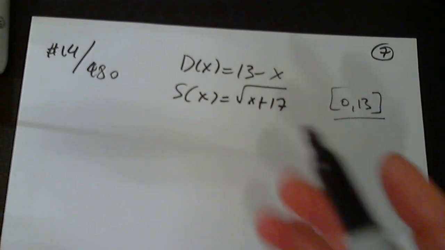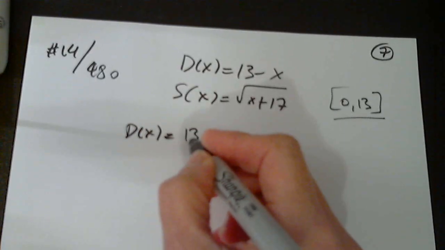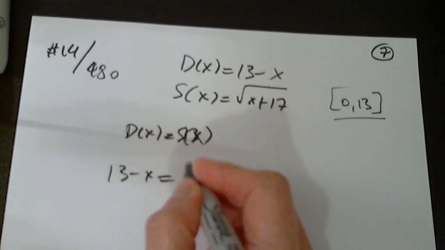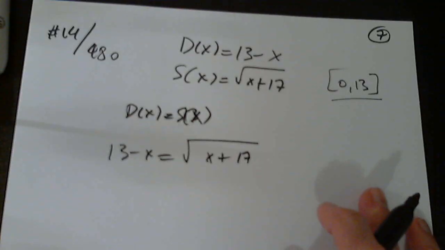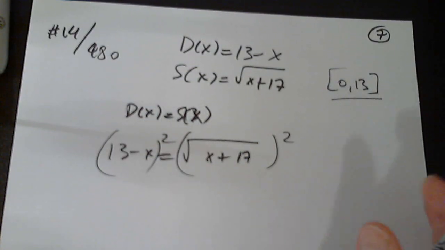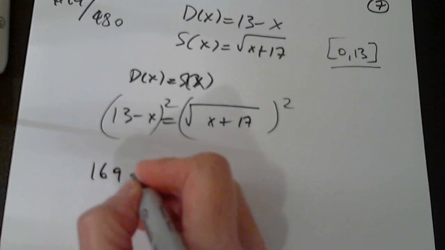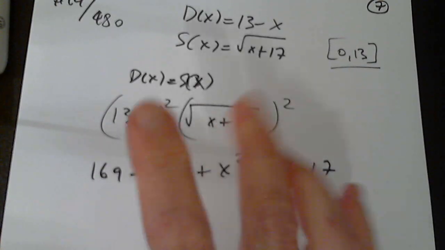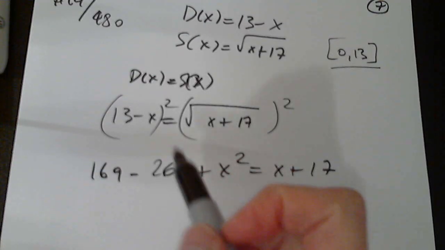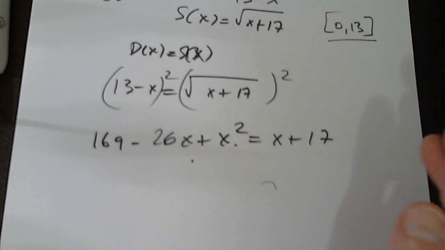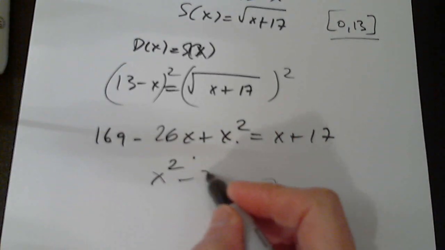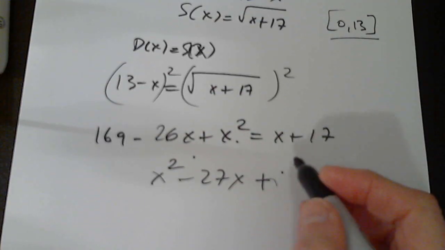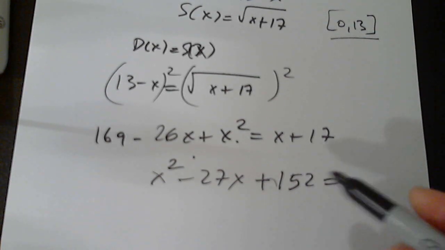Good. So this is the same type. It's going to be a radical equation. I meant to write s of x. So 13 minus x equals the square root of x plus 17. This is a radical equation. The same method applies here. So 169 minus 26x plus x squared equals x plus 17. The first term squared minus 2 times the first times the second plus the second term squared equals this squared. Quadratic. So x squared minus 27x and plus what? 152. Am I correct?